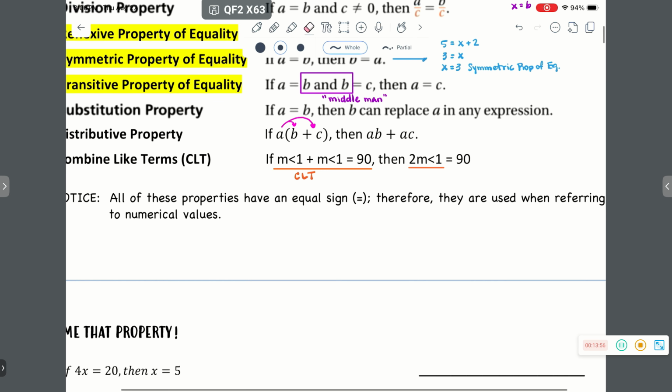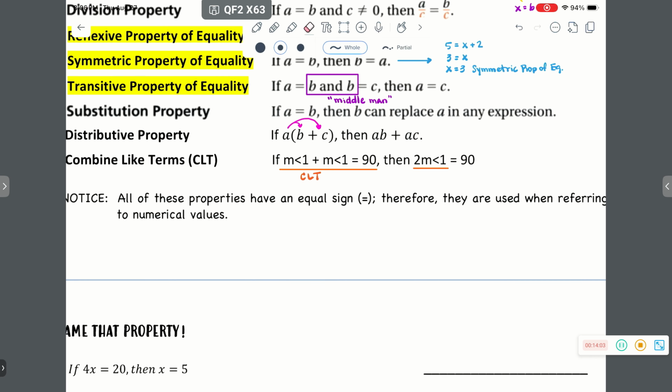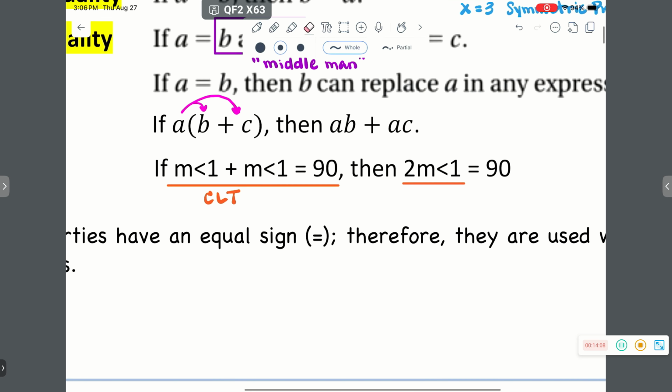Yes, you can abbreviate this one CLT for combining like terms. That's one I'll let you get away with. CLT, or you can write it out. Or if you don't want to write combining like terms, you can actually write the operation of addition, because all I'm really doing is adding these two things together because they're like terms. It would not be the addition property, though. Does everybody understand the difference? The addition property is if I'm solving an equation, I add something to both sides to solve it, right? So that's not what we're doing here.